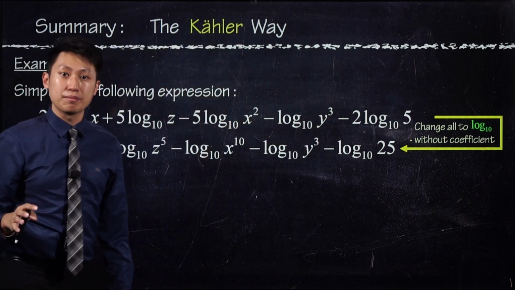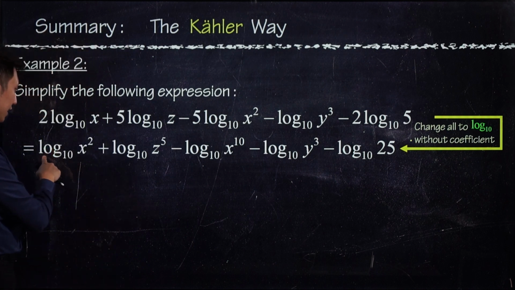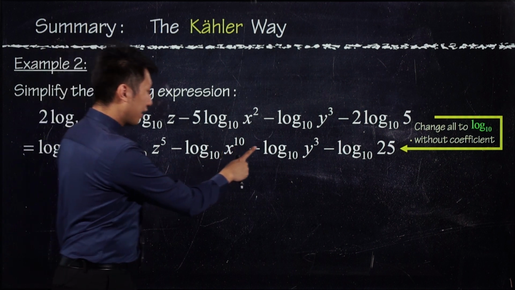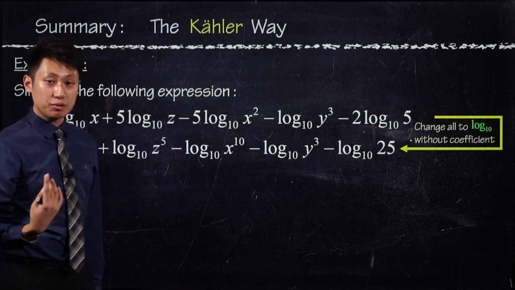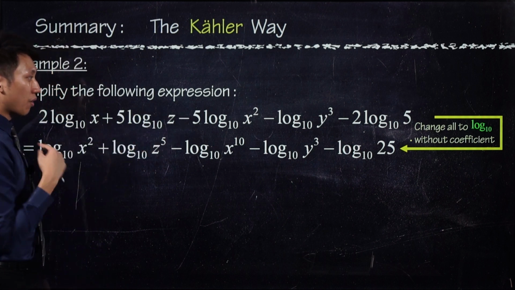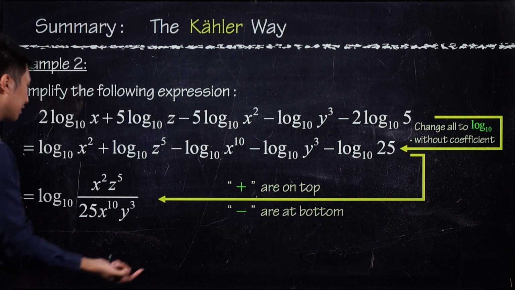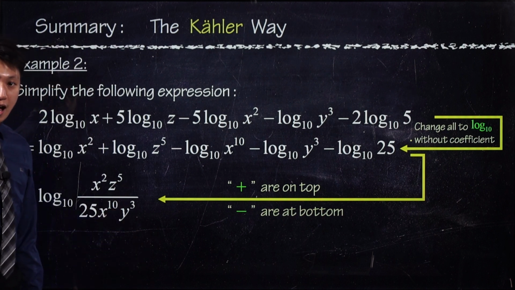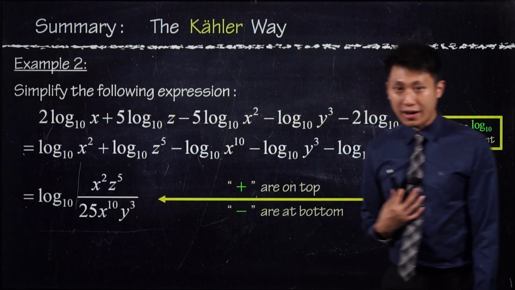Okay, there are 5 terms here, but it's very, very simple. As long as you get everything written without a coefficient in front, except the plus and minus sign, then you'll be able to merge it. Change to all log 10. Next what we do, it's just directly equal to this one. I'm not skipping anything. Do you get this? How I get this?